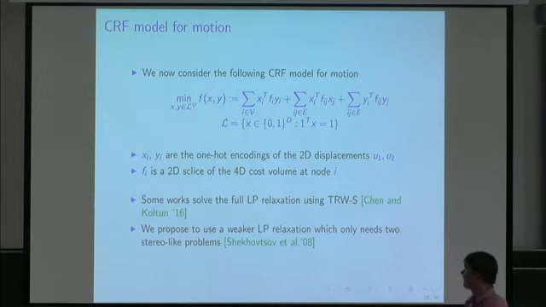There exists some work that solves the full LP relaxation, so using TRWS. There's a work of Chen and Koltun, and they found that on a multi-core GPU with hundreds of gigabytes of memory, it's somehow feasible. One iteration takes, I don't know, at least 1 minute or so, but it's doable. And what we propose is to use a weaker LP relaxation, which is based on work of Alexander of 2008, quite old work. And it actually splits your optical flow into two independent problems, horizontal and vertical, and then links the two problems via an additional edge.